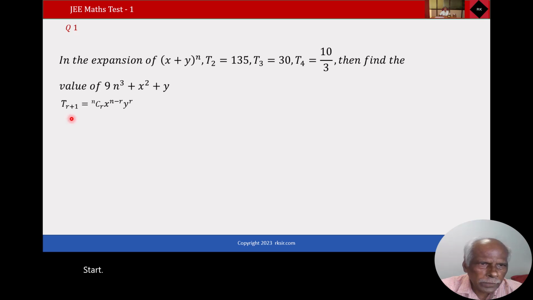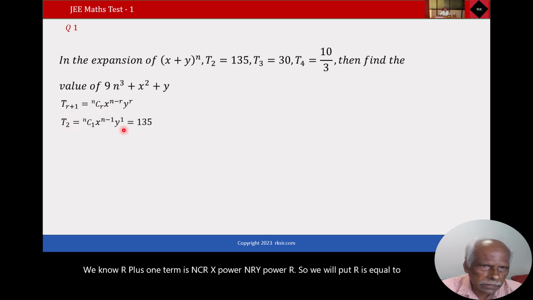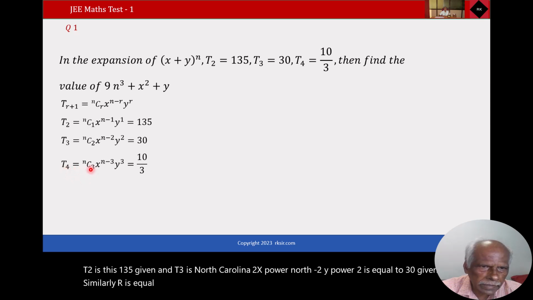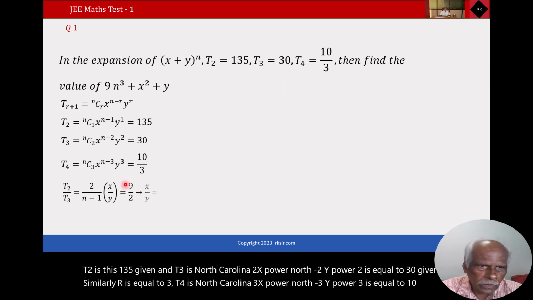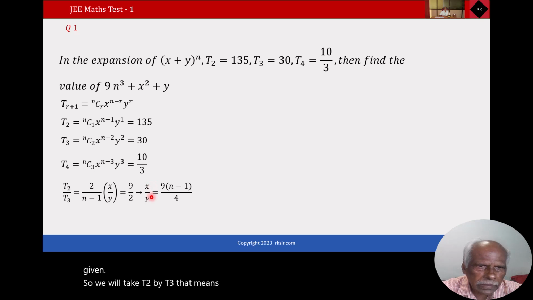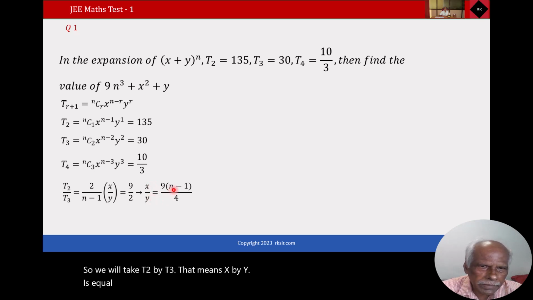We know the (r+1)th term is nCr x^(n-r) y^r. So we put r = 1, then t2 is this, 135 given, and t3 is nC2 x^(n-2) y^2 = 30 given. Similarly, for r = 3, t4 is nC3 x^(n-3) y^3 = 10/3 given. So we take t2 by t3, that means x/y = 9(n-1)/4, because you can substitute in the formula and simplify it.